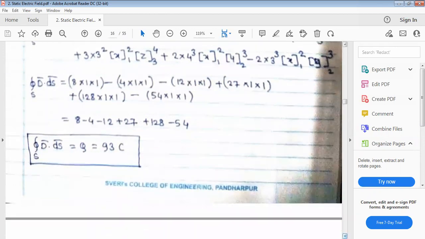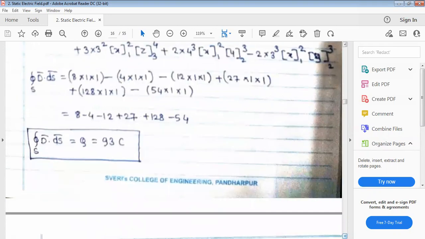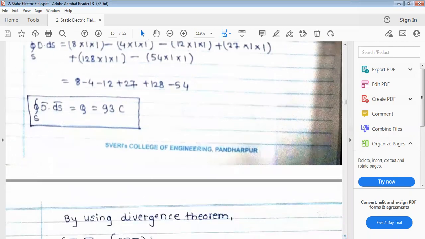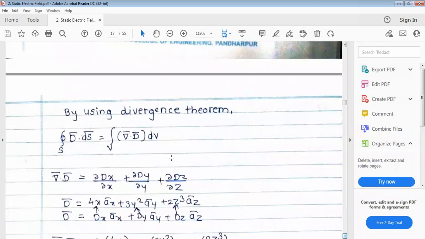Then we have to verify the divergence theorem here. So what does the divergence theorem state? This closed surface integral of D dot dS is equal to the volume integral of ρv dv, and this ρv is nothing but del dot D. Because here we found the left hand side, we have to find the right hand side now, that is the volume integral of del dot D into dv. Now del dot D is nothing but the divergence.